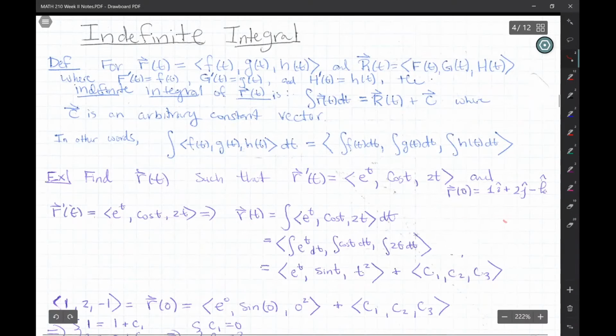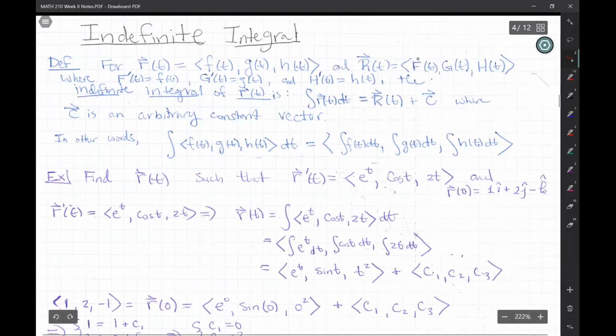So we took derivatives of vector functions. Let's take integrals of them. Okay, the indefinite integral of the vector function that you see here is given by the vector function that you see here plus c. Now, how did we get that vector function?